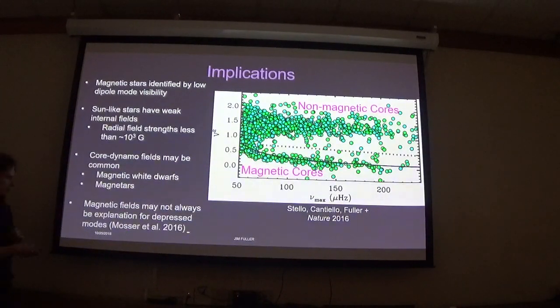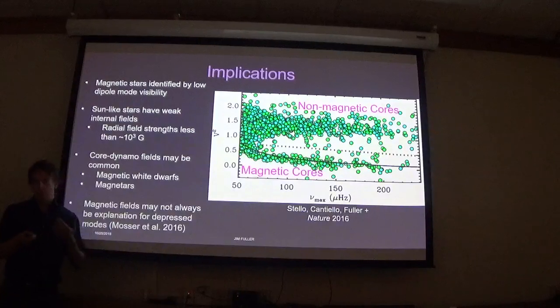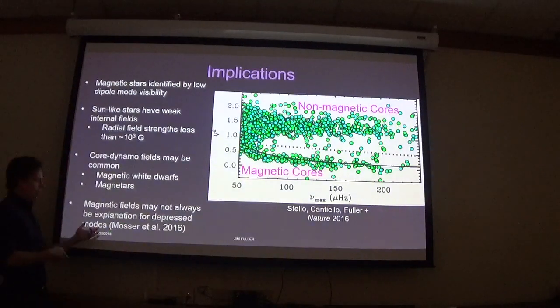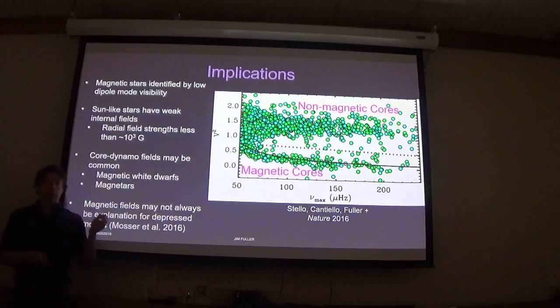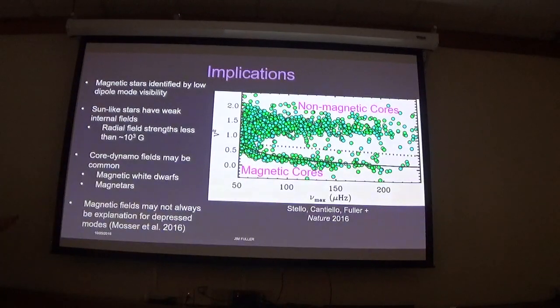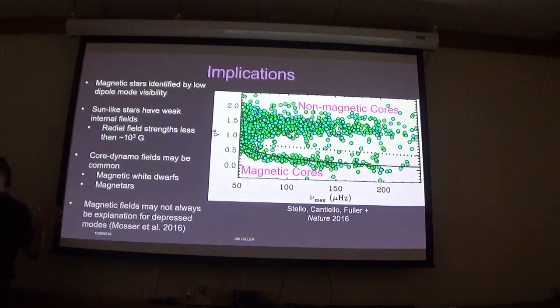I also want to say that it's not totally clear that magnetic fields are producing suppression in all these stars. Any effect that damps waves in the cores of the stars can give you a similar observational signature. So this interpretation has been challenged by Benoit Mosser, who has claimed that in these stars you still see some evidence for mixed modes, which can't exist if there's a strong magnetic field. So I don't agree with this interpretation, but there is a chance that some of these stars don't have magnetic fields and that there's something else going on.